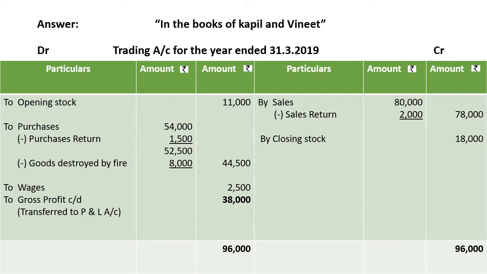Next, to wages 2,500. Then credit side, by sales minus sales return 78,000. Then closing stock 18,000. So deduct 11,000, 44,500 and 2,500 from 96,000. Gross profit will be 38,000.